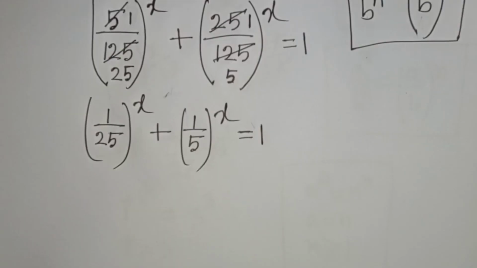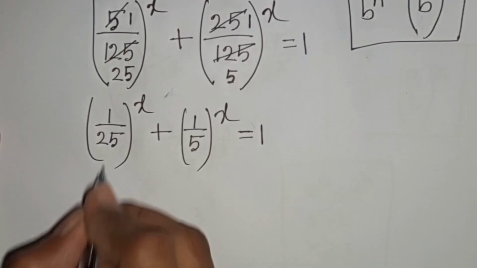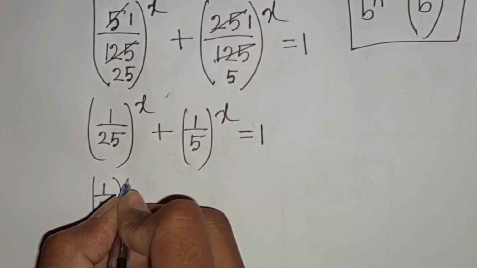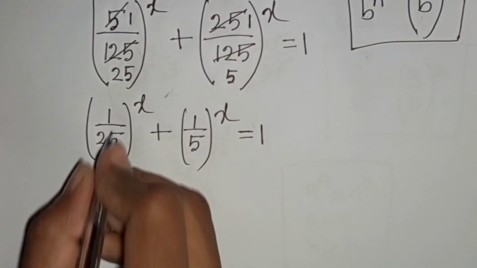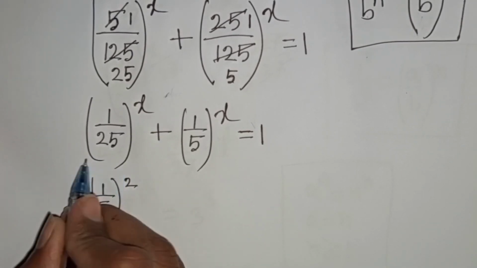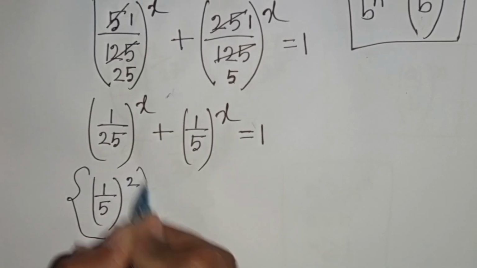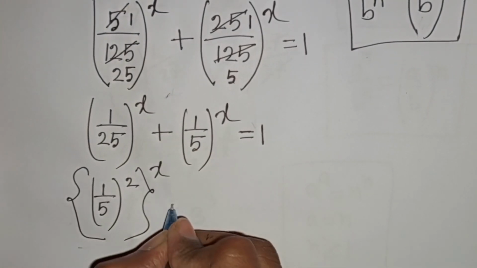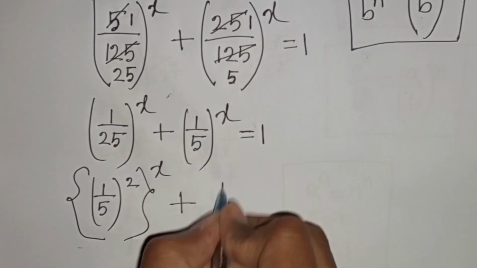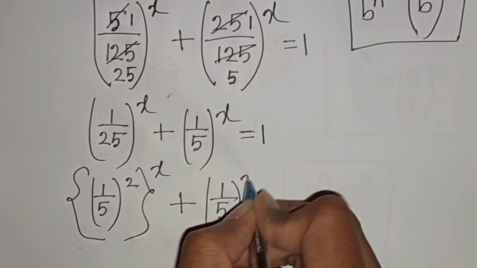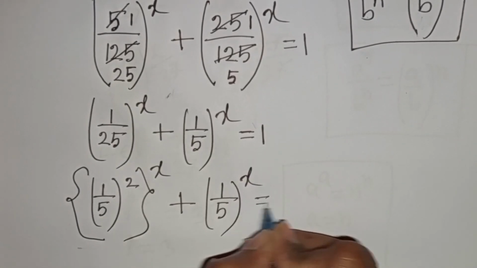Now 1 by 25 can be written as 1 by 5 bracket power 2. 1 over 5 square is same as 1 over 25. Then this first bracket can be written as second bracket, then power of x, plus 1 by 5 bracket power x is equal to 1.